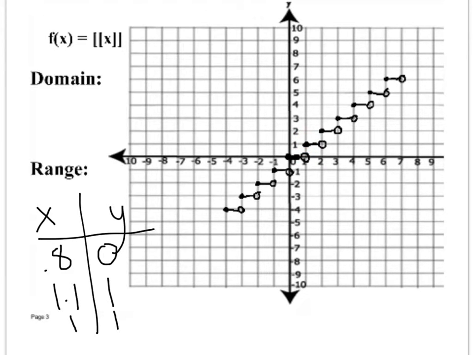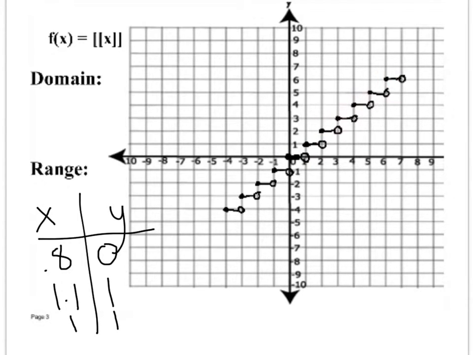But everything up to 1, 1.9, 1.99, 1.999, what's the y coordinate of that? Or 0.9, 0.999? 0, right? So that's why everything up to 1 is 0 on the y. So this is just a step function.